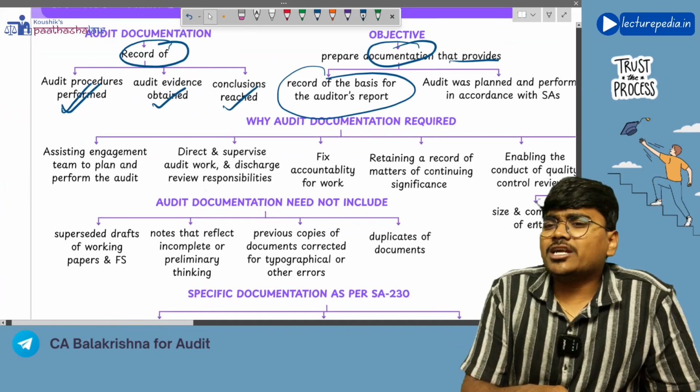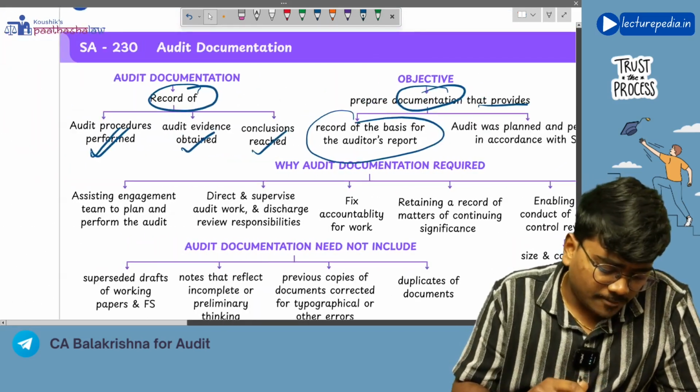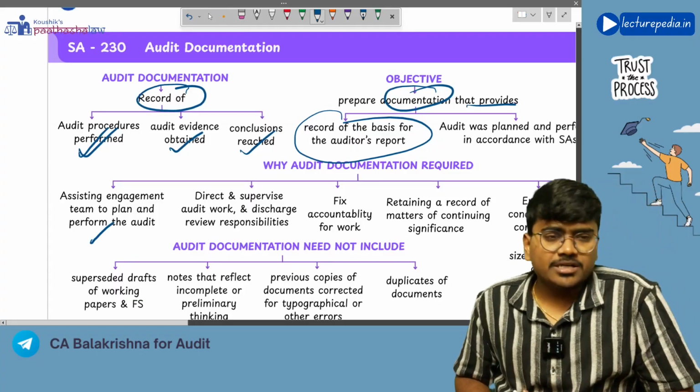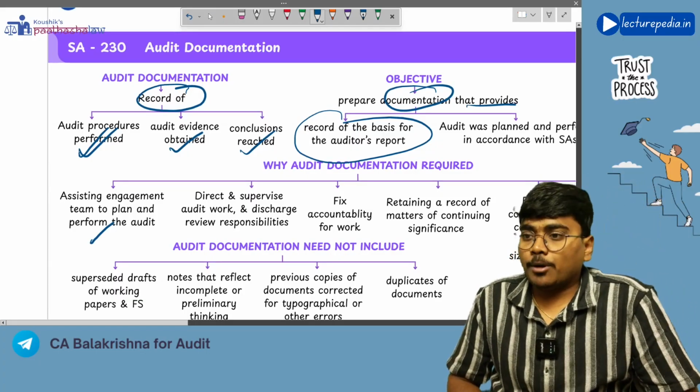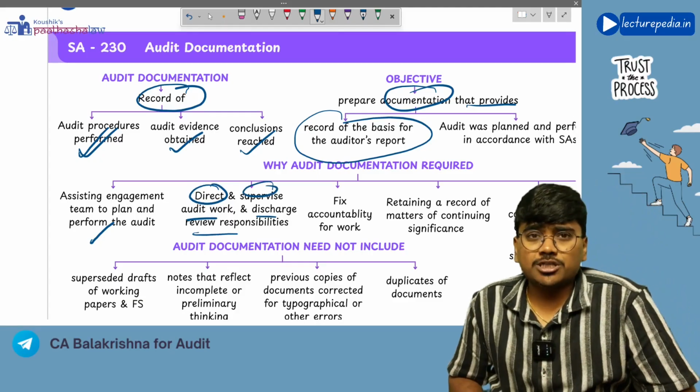Next, why is audit documentation required? There are various reasons why audit documentation is required. First of all, it will assist the engagement team to plan and perform the audit properly, and it will also direct and supervise audit work and discharge the review responsibilities.